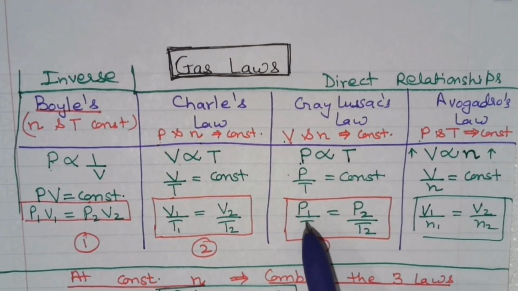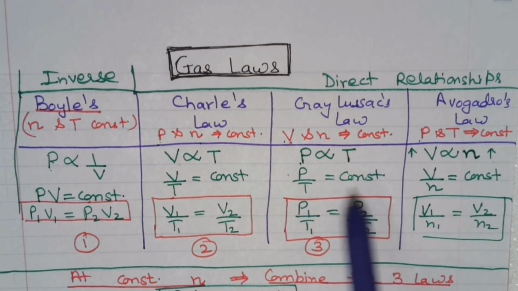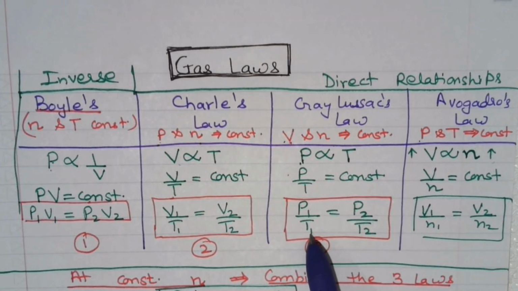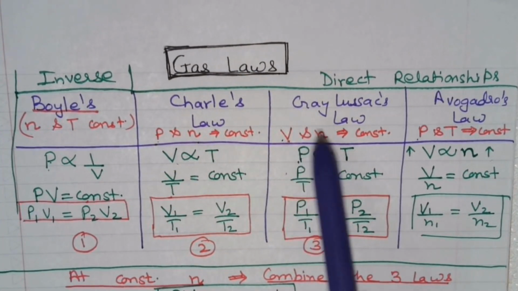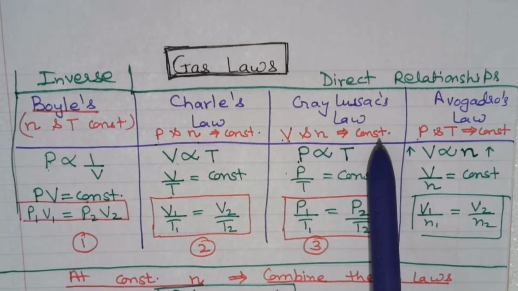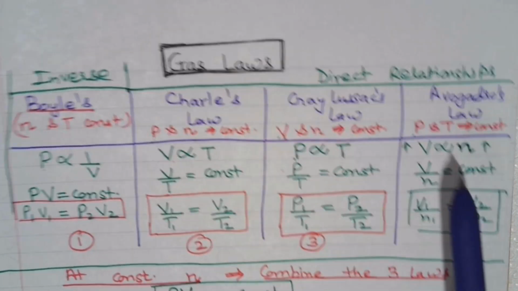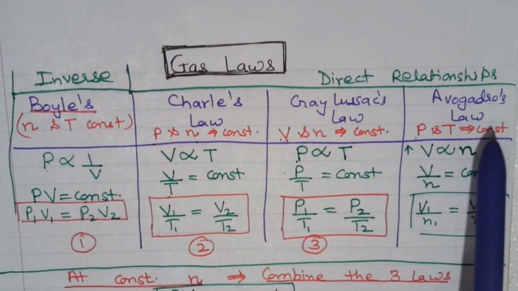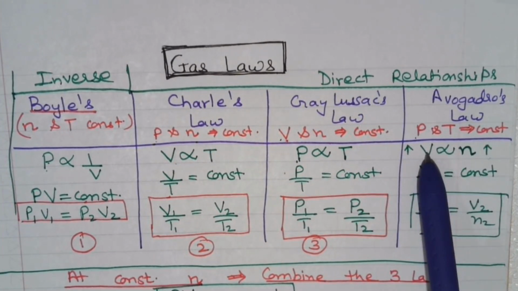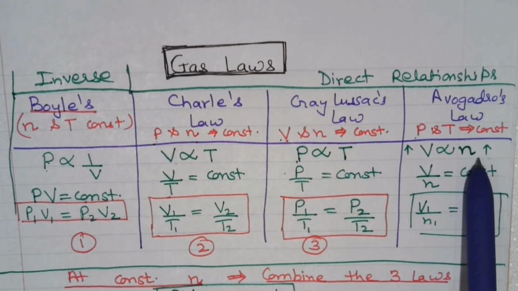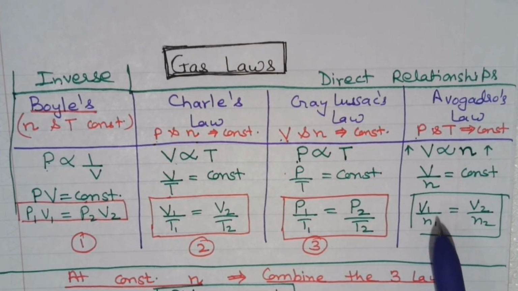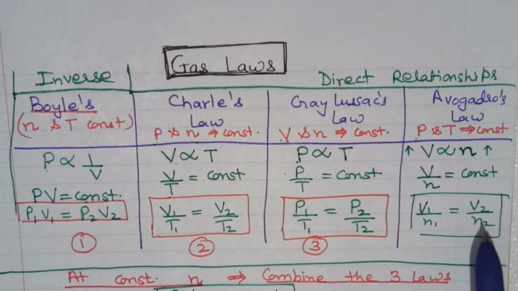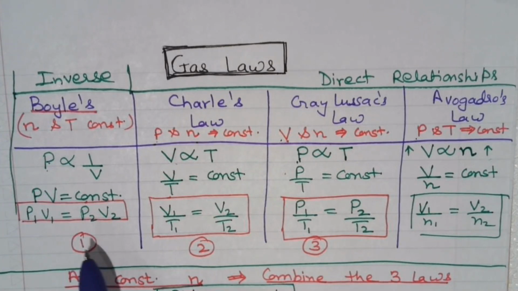And Gay-Lussac's law is P over T is constant, meaning P1 over T1 is equal to P2 over T2 when the volume and number of moles of the gas are held constant. And Avogadro's law is when pressure and temperature are held constant, the volume of a gas is directly proportional to the number of moles, meaning V over N is constant, which means V1 over N1 is equal to V2 over N2, right?